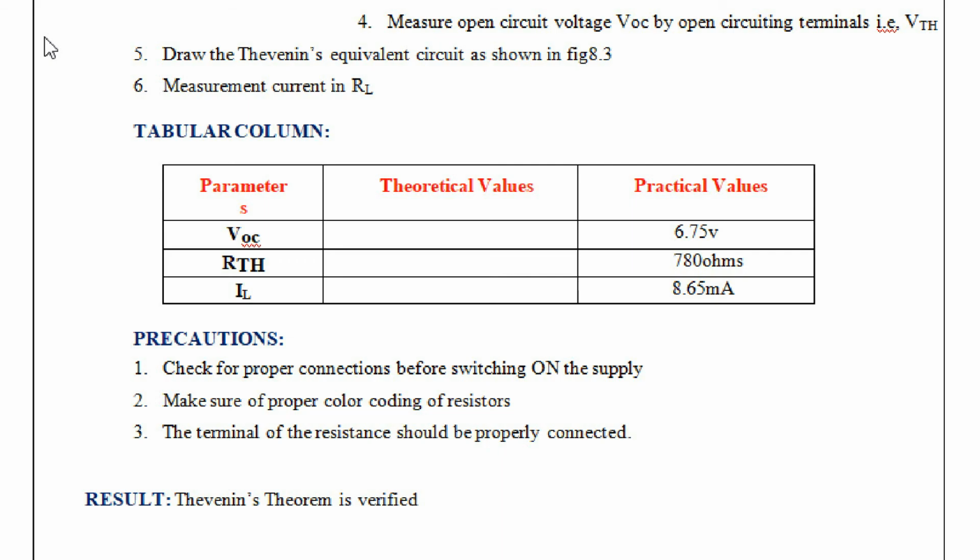After doing the Thevenin's theorem experiment, we got these values: VTH equal to 6.75 volts, RTH equal to 780 ohms, IL equal to 8.65 milliamps. These values are observed at a source voltage of 10 volts. So fill this table with all the theoretical values, then we can say that Thevenin's theorem is verified.